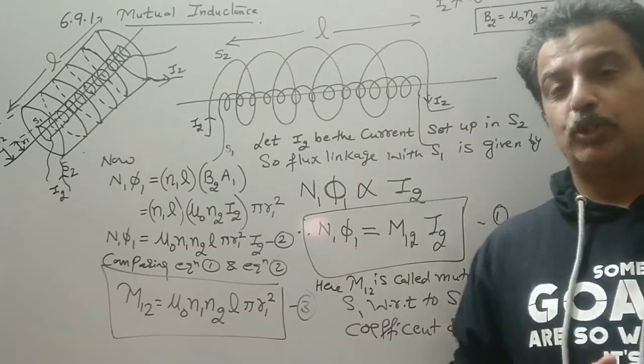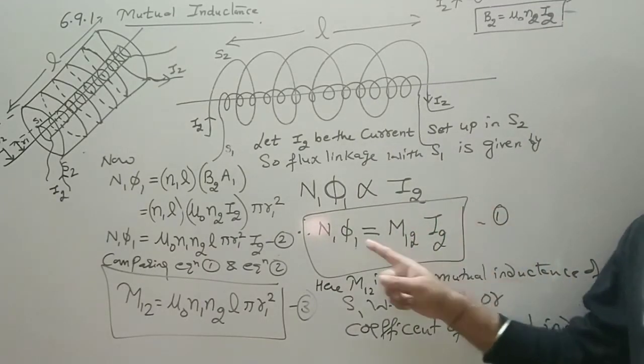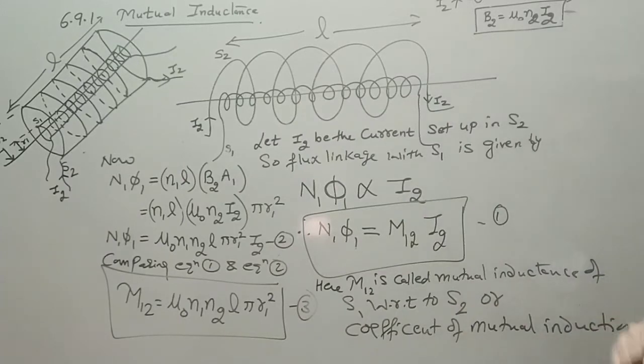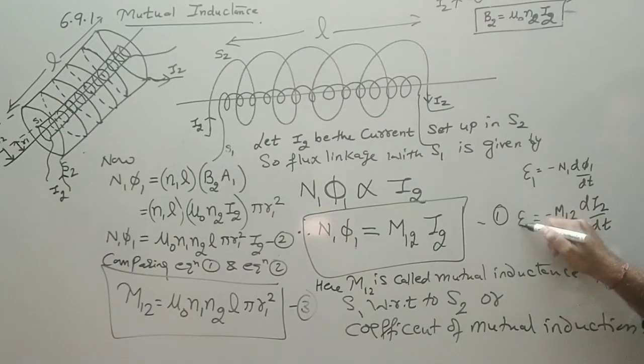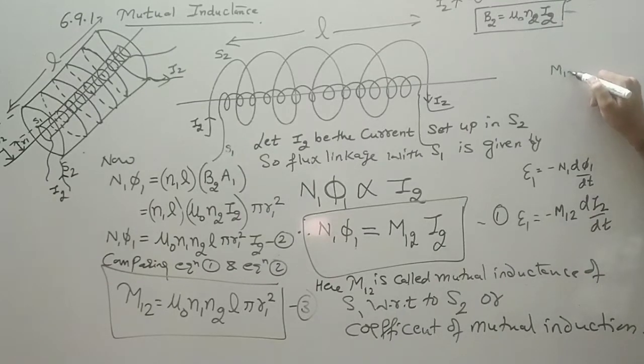So we do the derivative on both sides. The EMF induced in 1 is equal to minus N1 d phi 1 upon dt. That is the derivative of this. So it becomes minus M12 di2 by dt. So that is E1. So mutual inductance can also be defined as the EMF induced upon di2 by dt.